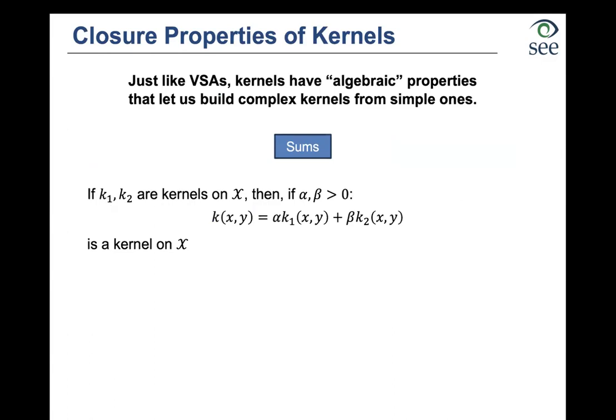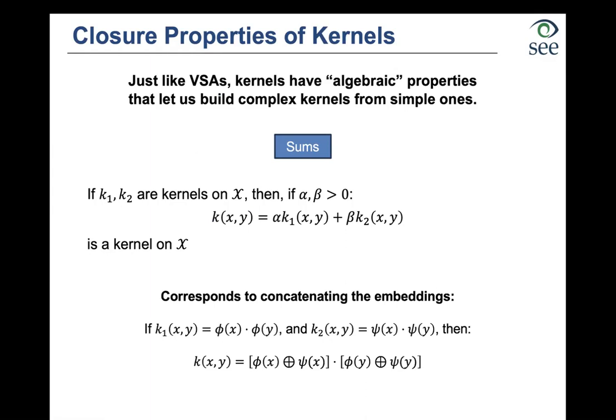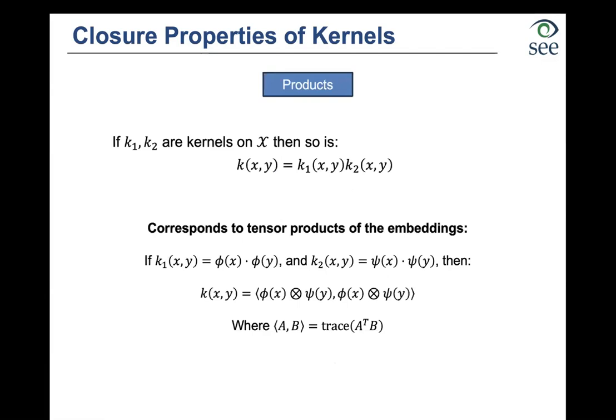So kernels satisfy a number of closure properties that let us build more complicated kernels from simple ones. For example, kernels are closed under non-negative sums. So if we have two different kernels, the non-negative weighted sum of these kernels is also a kernel. And the feature map of this kernel, or the implicit embedding that it's working with, corresponds to concatenating the embeddings of the two individual kernels. So when we add the two kernels, it is as if we had concatenated the representations associated with the individual kernels and then computed dot products on that concatenated representation.